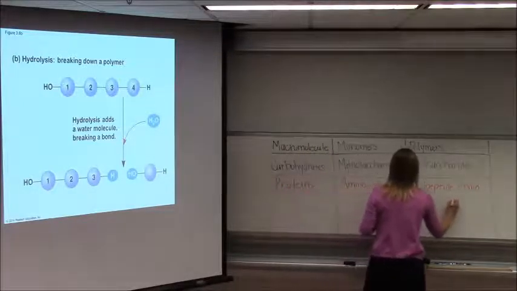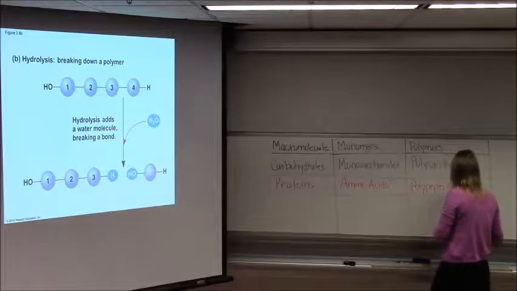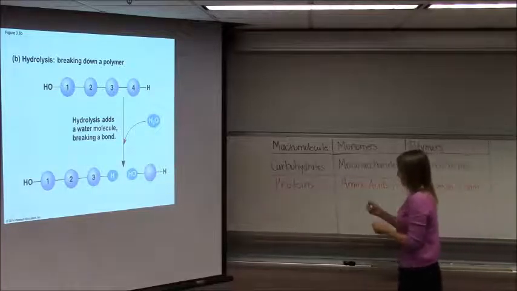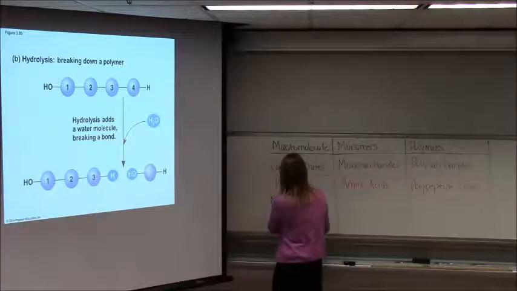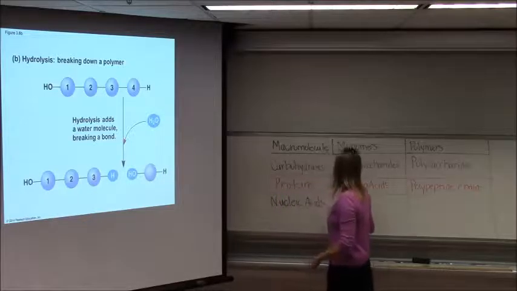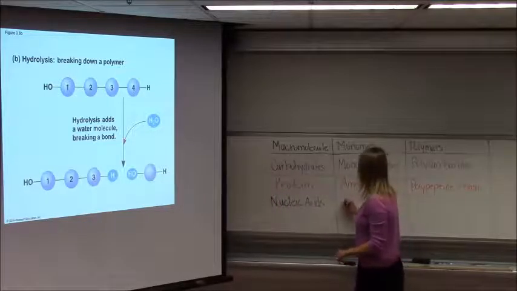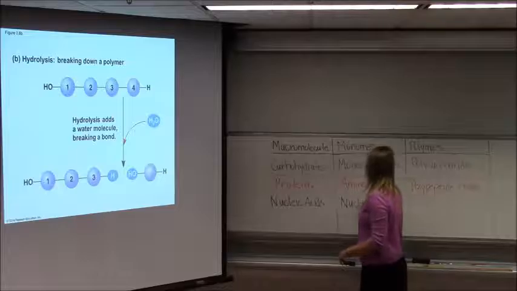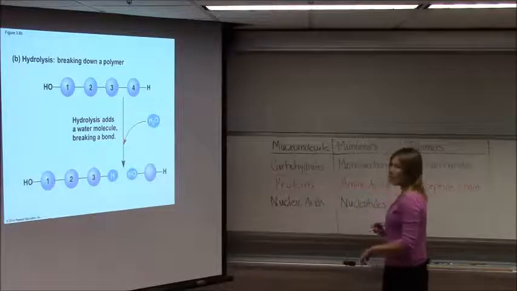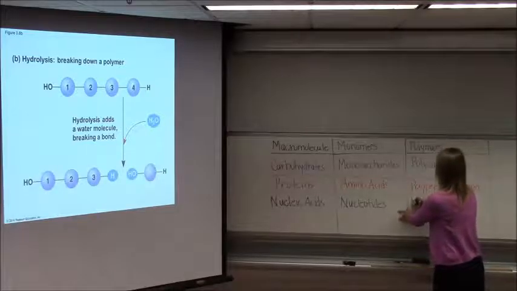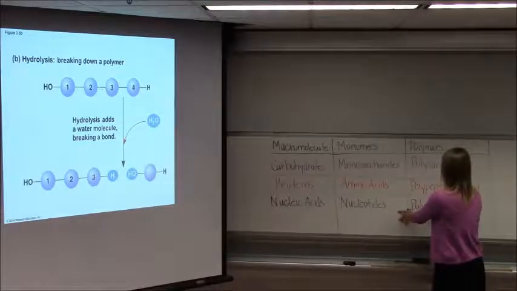Okay, nucleic acids do follow this model. The monomers are called nucleotides. And then the polymers are called polynucleotides.